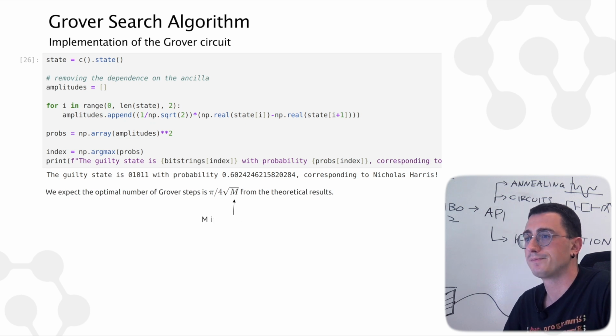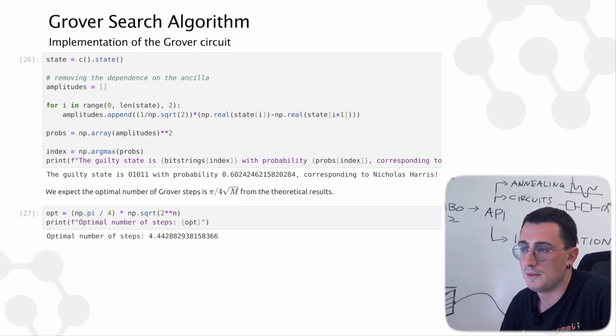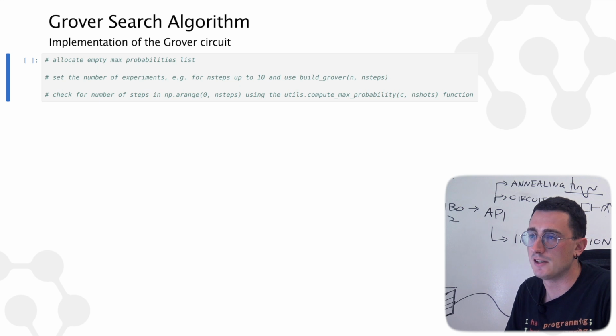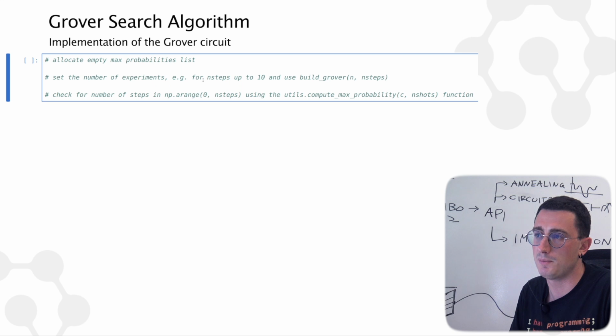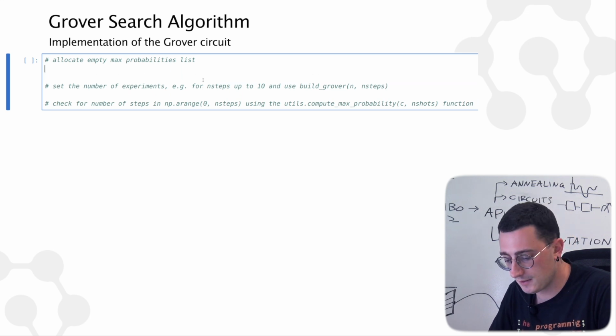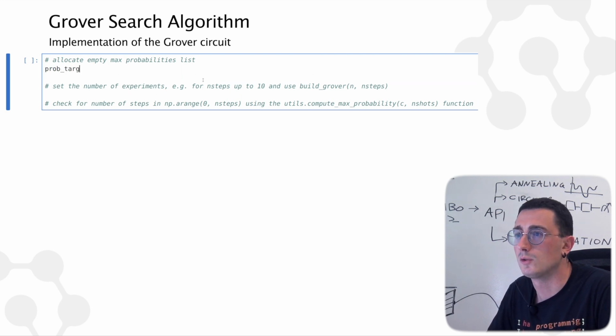In the case of 5 qubits in the input register, we know that we should repeat the Grover pattern at least 4 times. So we have this 4.44. We should repeat it 4 or 5 times, then we can decide. Okay, so now we can have a final check. So we can repeat the Grover experiment, but increasing the number of times we repeat the couple, oracle, and diffusion operator. For doing this, we can define an empty list, prob target, so target probability.